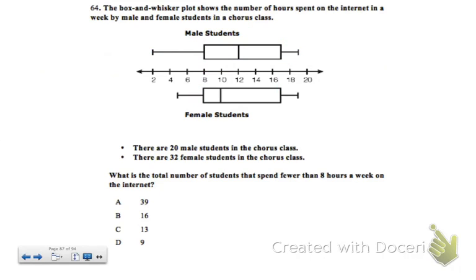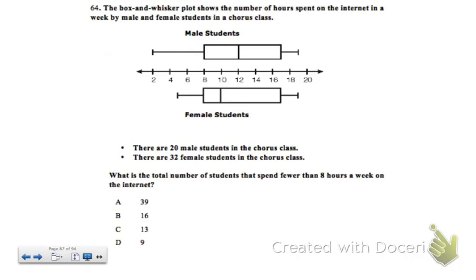Okay, so for this question, the box and whisker plot shows the number of hours spent on the internet by male and female students in a class. So there are 20 male students, 32 female students. What is the total number of students that spend fewer than 8 hours a week on the internet?